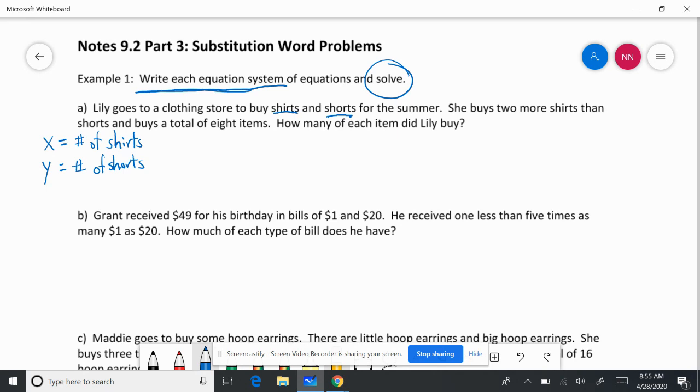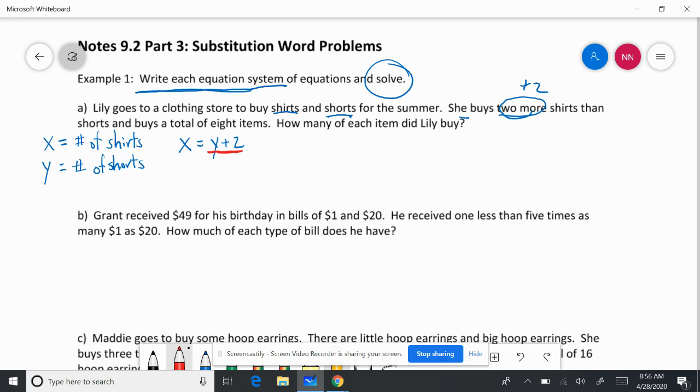So it tells us she buys two more. So we're adding two. She buys two more shirts than shorts. So we know that she has more shirts. So shirts is X. And since she has more shirts than shorts, we're going to go Y plus 2, because however many shorts she has, we're going to add 2 to it in order to get the number of shirts. That's our first equation. That's actually the harder one.